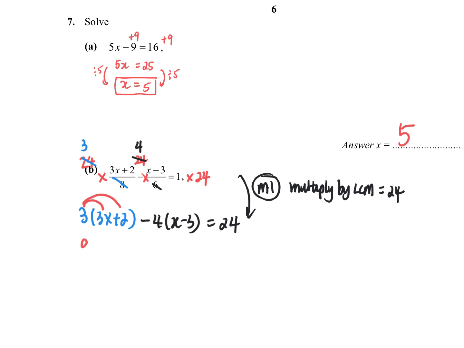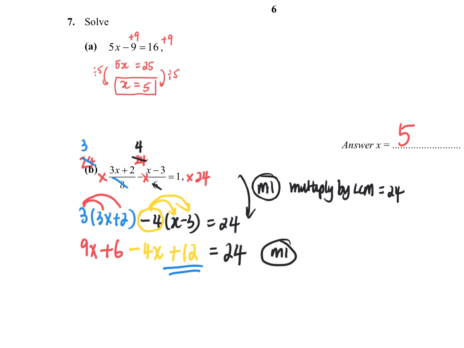Okay, next one is the expansion. 3 times 3x is 9x. 3 times 2 is plus 6. Remember, this is together. So when you multiply both of them, so minus 4x plus 12. This is the one that I've said so many times. So if you expand everything correctly, you get your second mark. Expand all correctly.